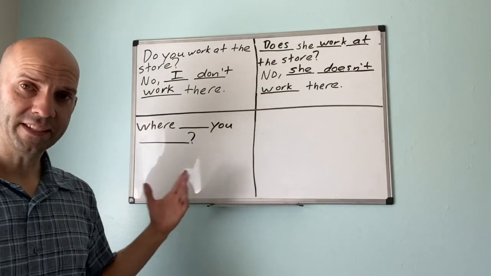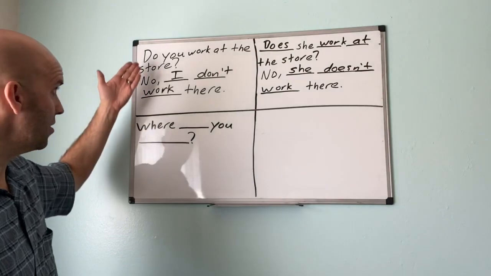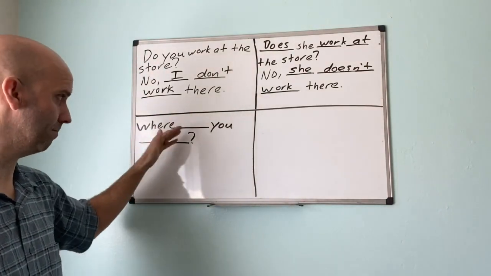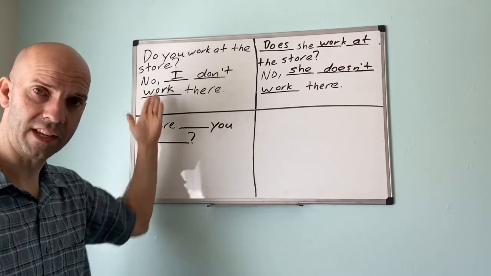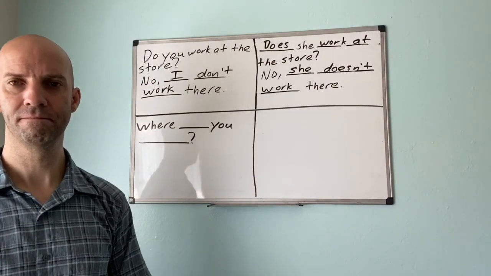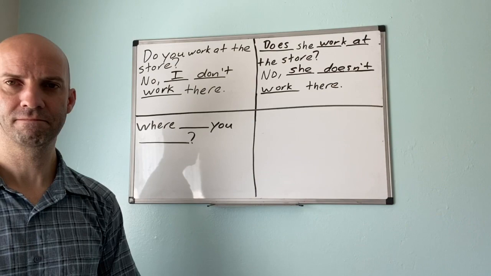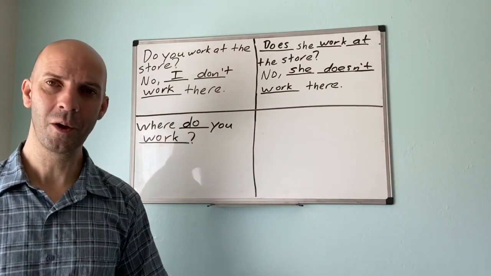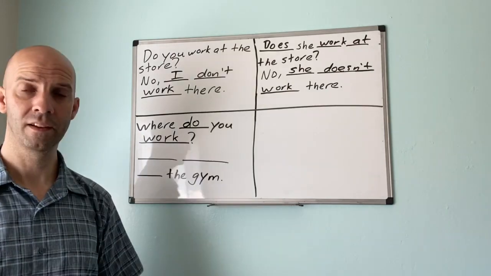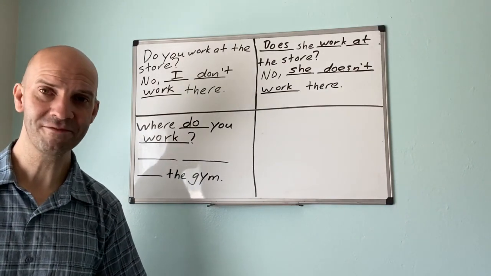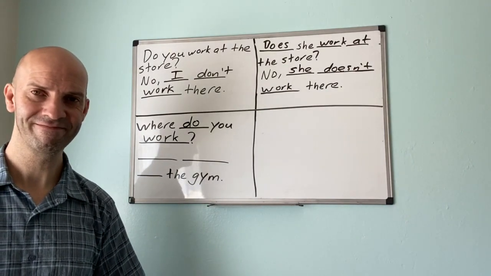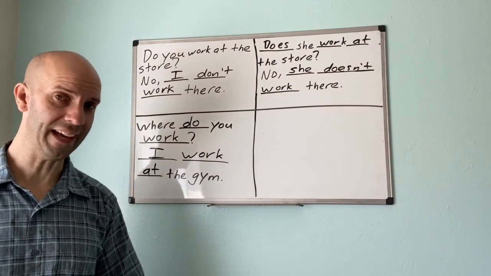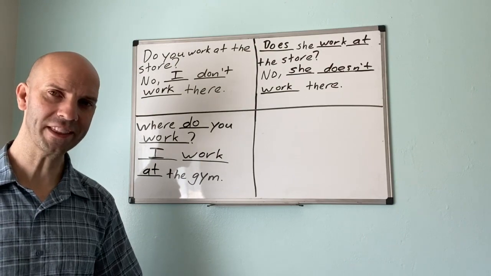Now fill in the blanks and write the correct question to continue this conversation. Do you work at the store? No, I don't work there. Where? You. Part of the same conversation here. Where do you work? What's the correct answer? I work at the gym.